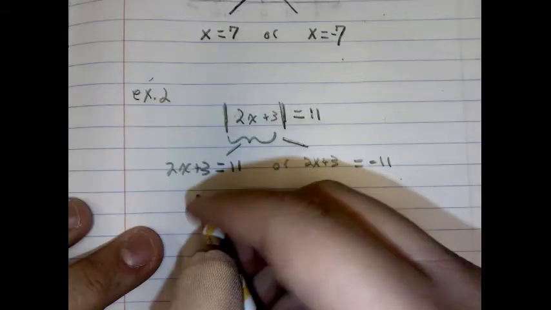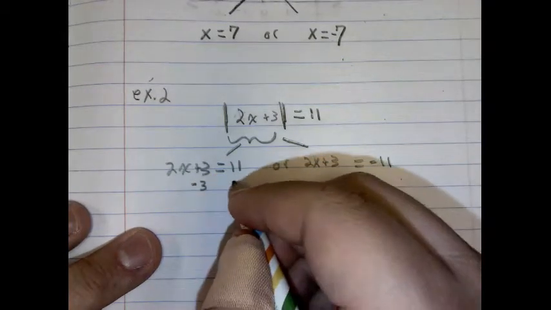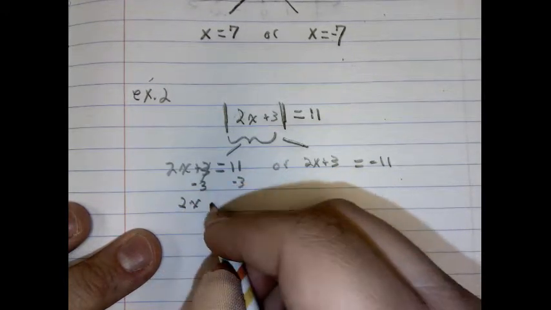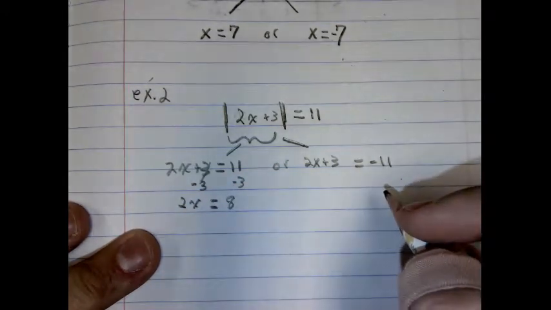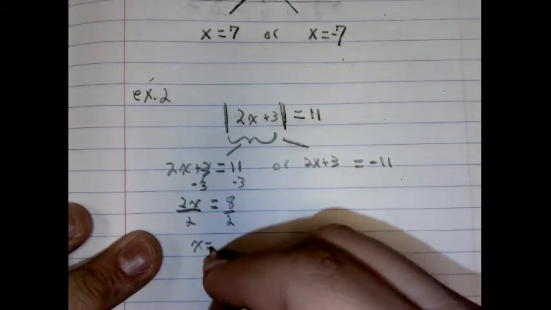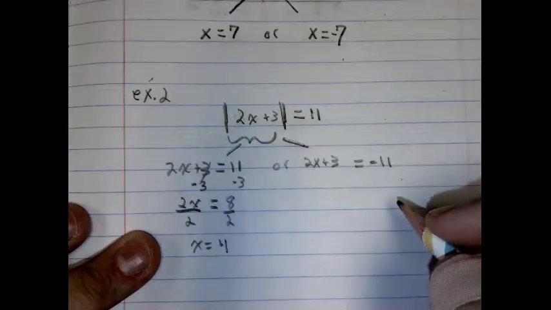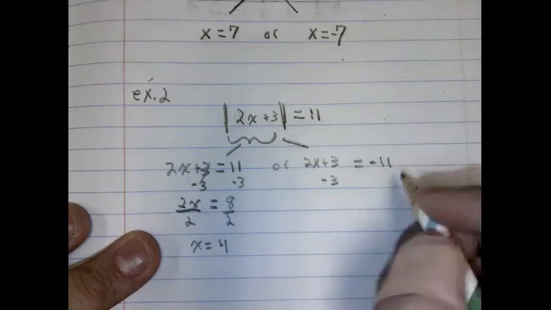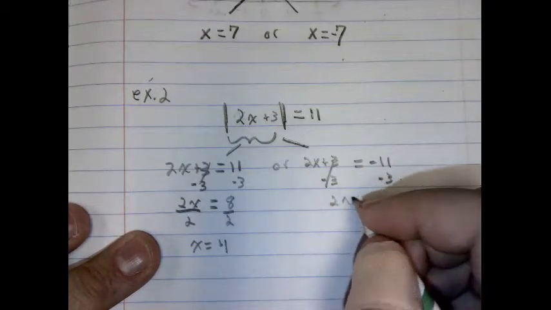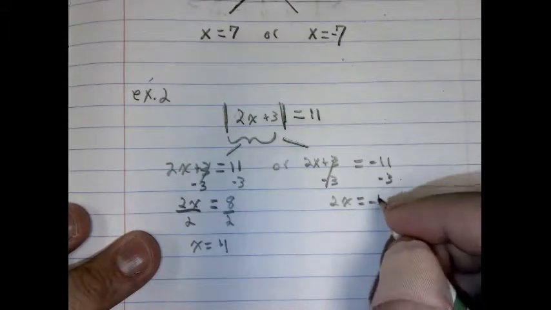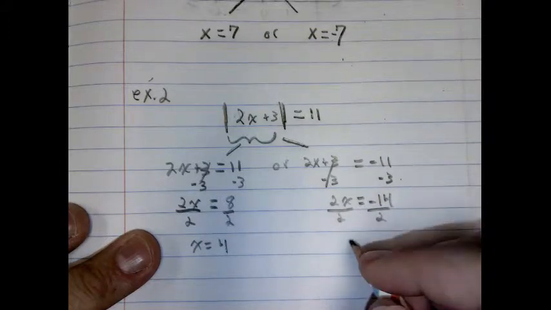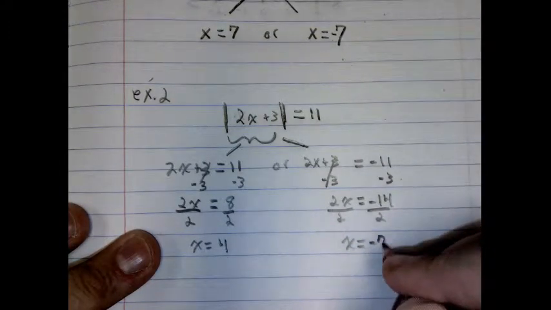And now I solve. Here I'm going to subtract 3 from both sides. Those cancel. I'm left with 2x equals 8. And I divide by 2 on both sides. x equals 4. Now on this side, subtract 3 from both sides. Those cancel. I'm left with 2x equals -14. Divide by 2. And x could be -7.